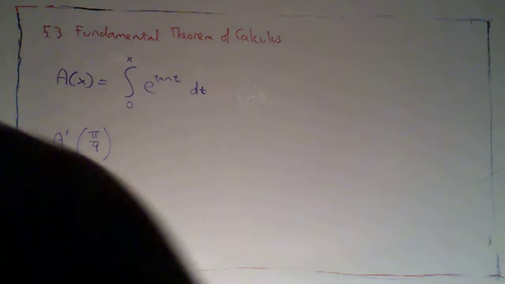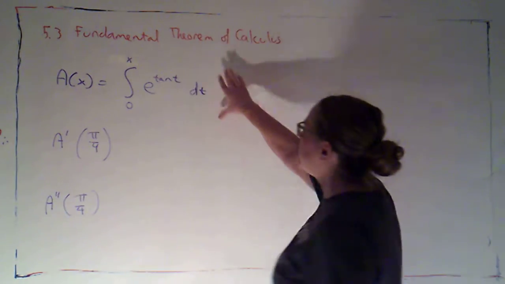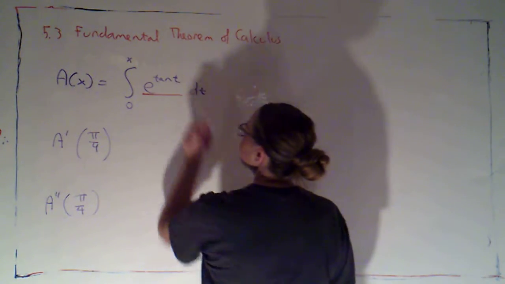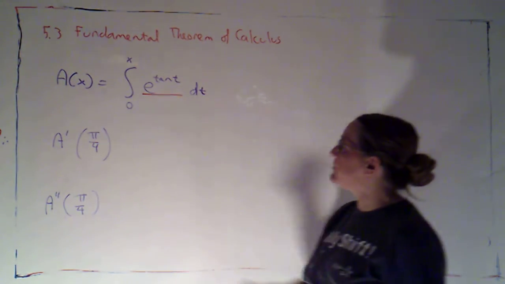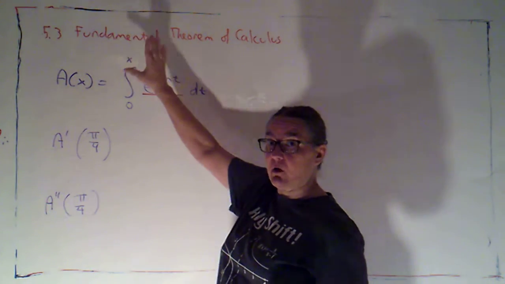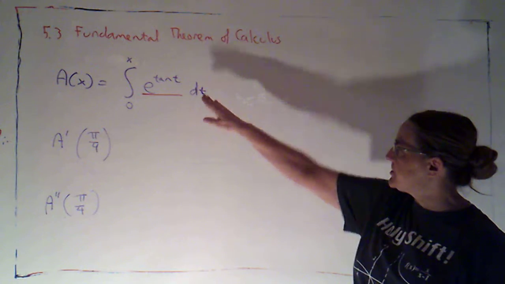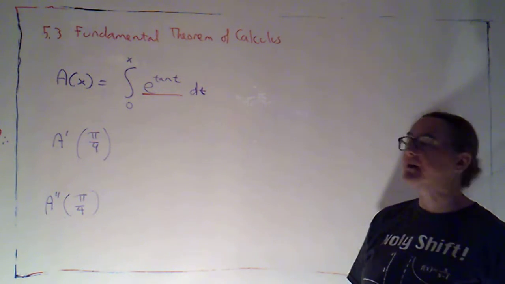I've got a couple of problems for you to work out on the board here. I've given you this new area function where our height function is e to the tan t, but we're integrating that from 0 to x. So our area function is the signed area between this function and the x-axis over the interval from 0 to x.